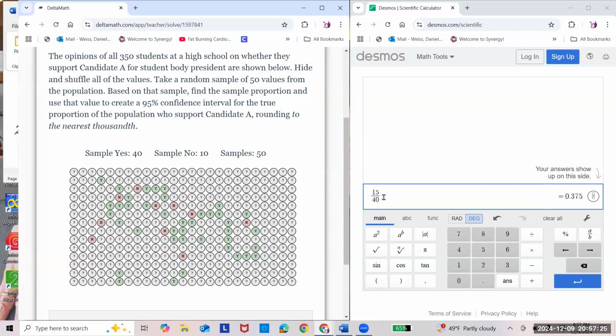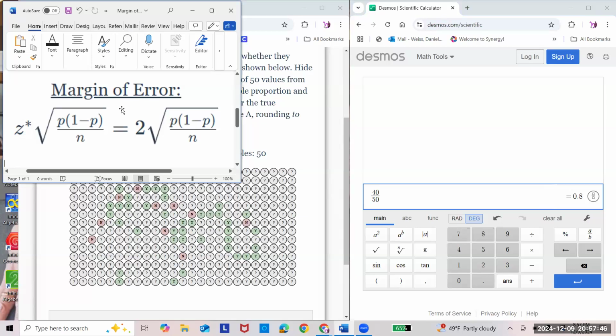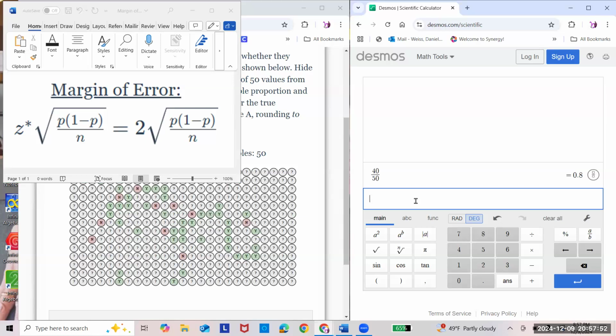So in other words, we're going to go to the calculator here. I'm going to use a Desmos calculator. And you put in 40 divided by 50. And that tells you 0.8. All right. If I'm going to use 0.8, now this time we're going to use this formula for margin of error.